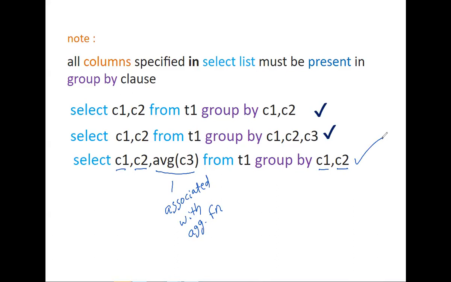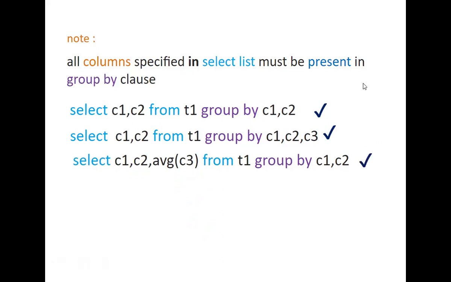Clear? So how to choose the select list columns if group by is present? Online people? So is the group by syntax clear? So this is correct, right?